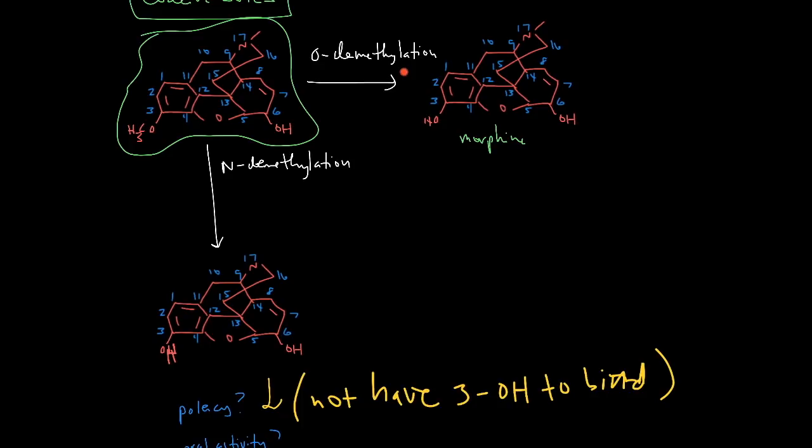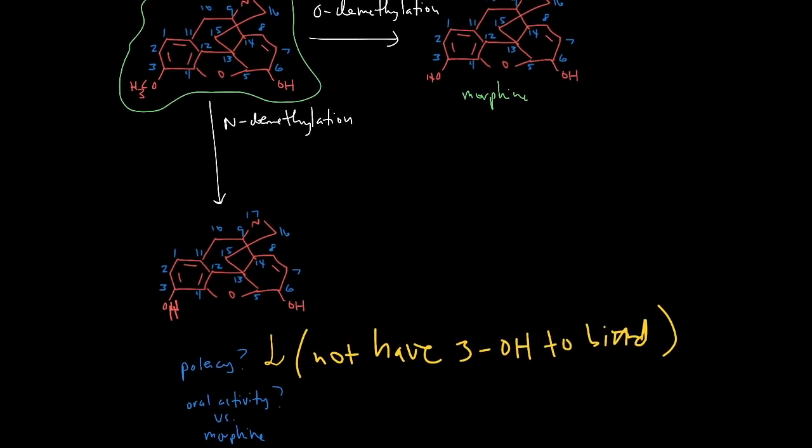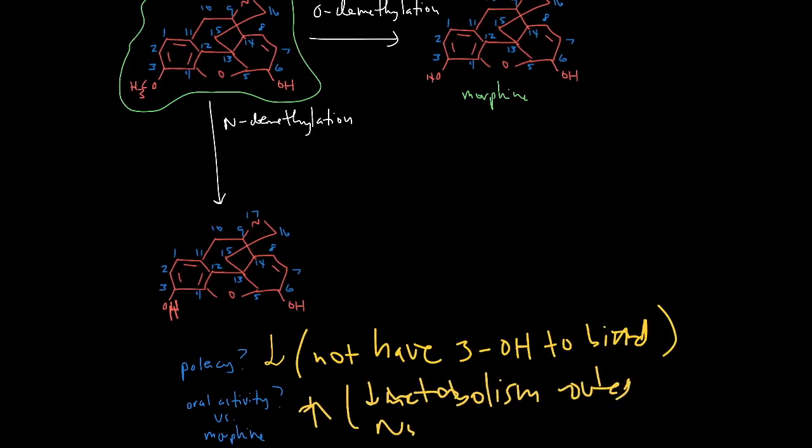Therefore, it's more orally active than morphine because it has fewer metabolism routes and does not lead to deactivated products like morphine does when it's conjugated at the 3 position.